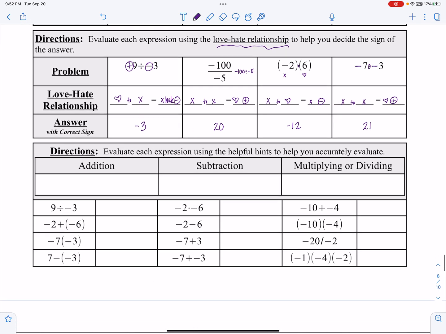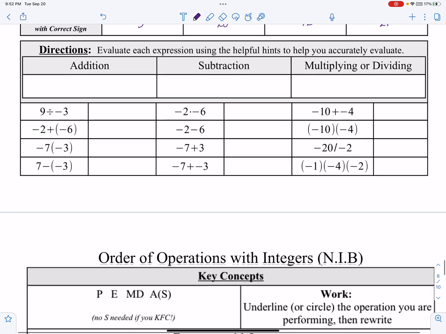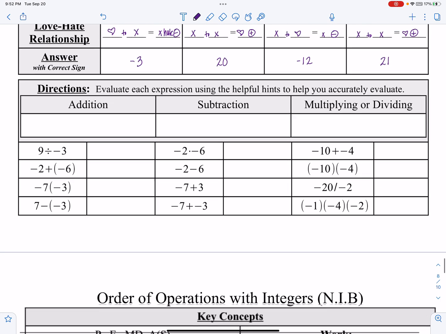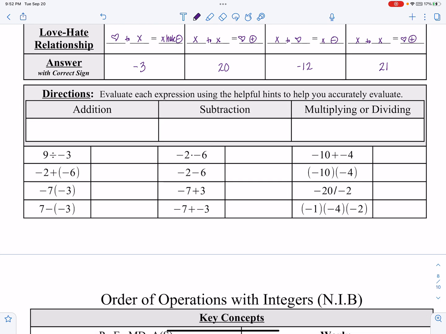All right, what I want you to do now is pause for this section. I'm going to have you try out all your new rules, but also we're going to review some of the addition and subtraction so you don't forget those as well. So a little mix up. So go ahead and pause, and then you can check your work with me afterwards.